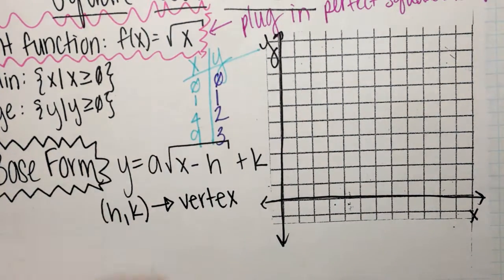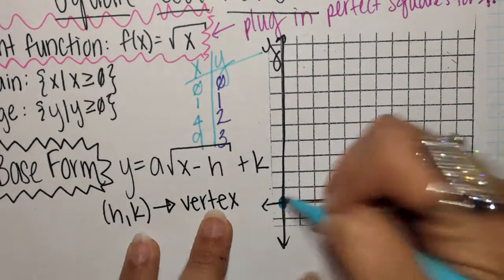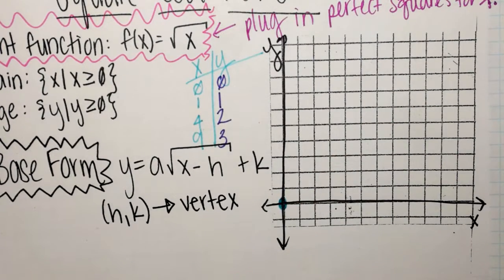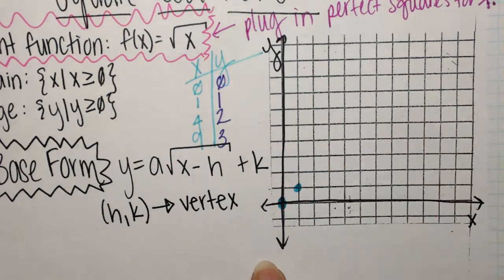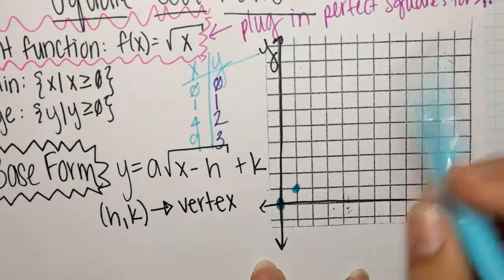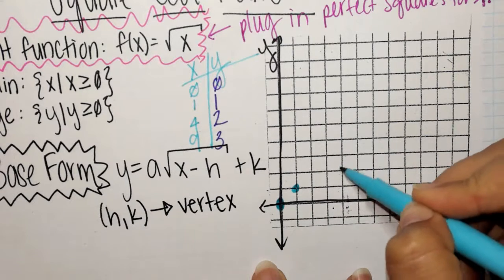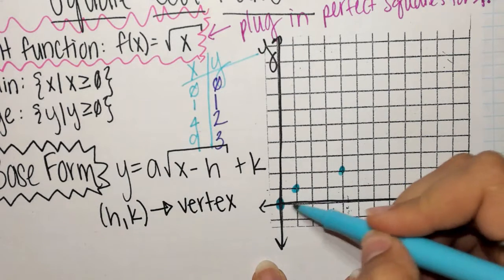Alright, let's plot this. 0, 0. You put a dot here. Where is 1, 1? Right 1 up 1. Alright, where's 4, 2? Right 4 up 2. And where's 9, 3? Right 9 up 3.